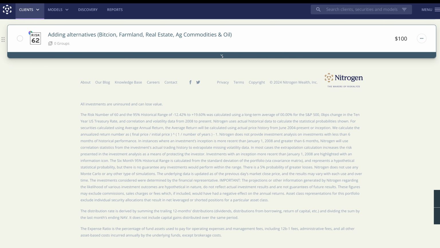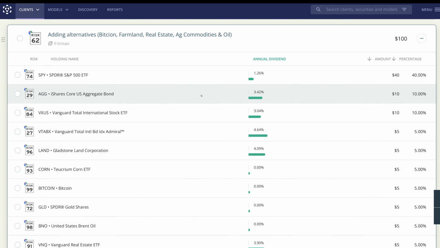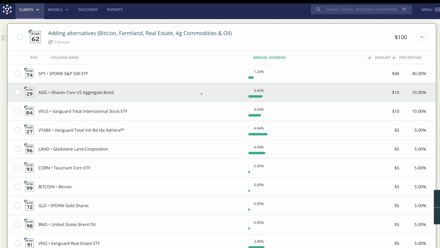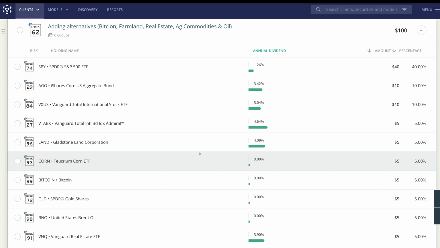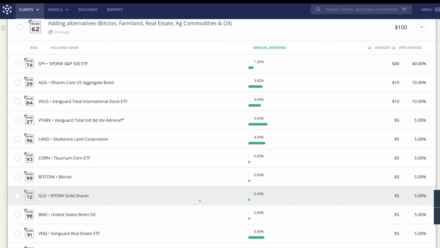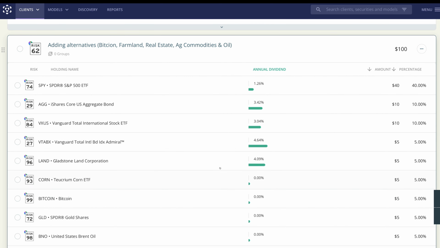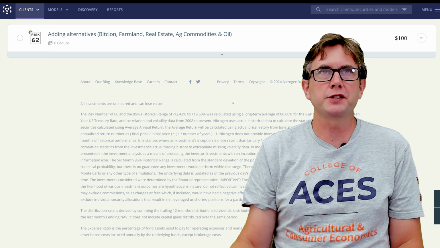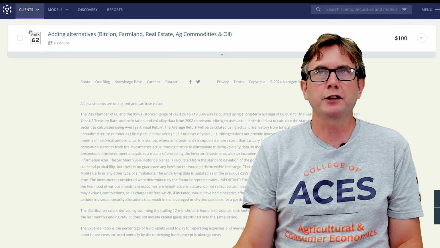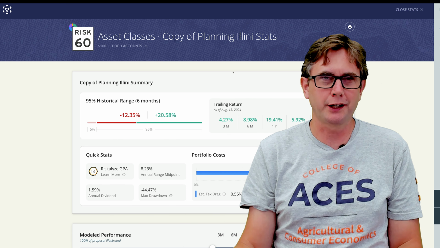I've added Bitcoin, farmland, real estate, oil, had a lot of fun with this one. And so you can see that equities position was a bit reduced, and we've got the bond positions there, international stocks, international bonds, land, corn. A corn ETF is a proxy for ag future commodities, Bitcoin, gold, oil, real estate. So we've got a little bit of those thrown in as well, with the vision here to take a look at how they play from a risk perspective. So let's hop over and take a look at that first one, that boring 80-20 portfolio.